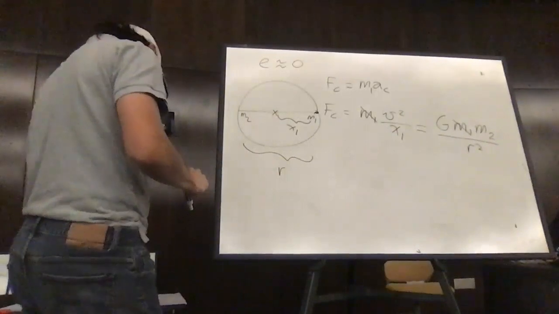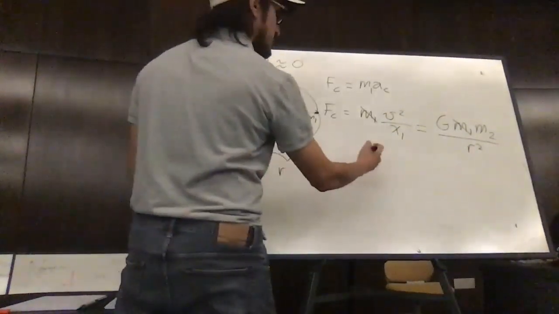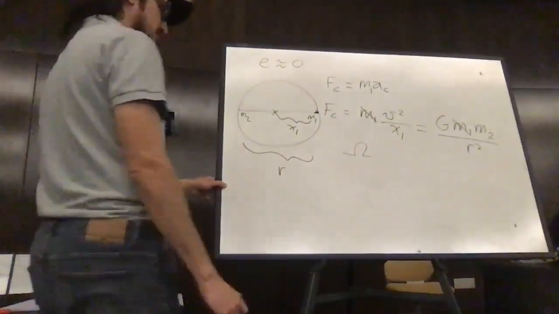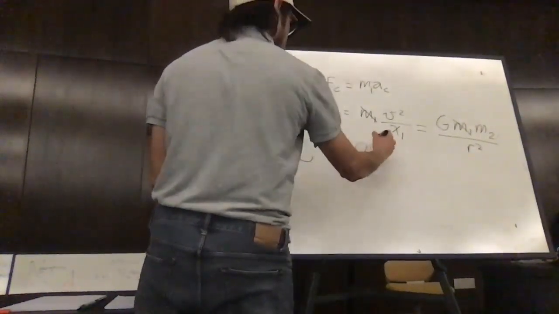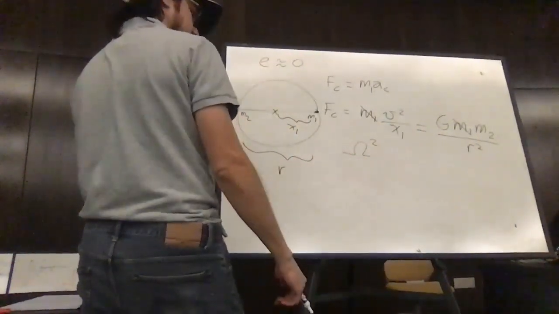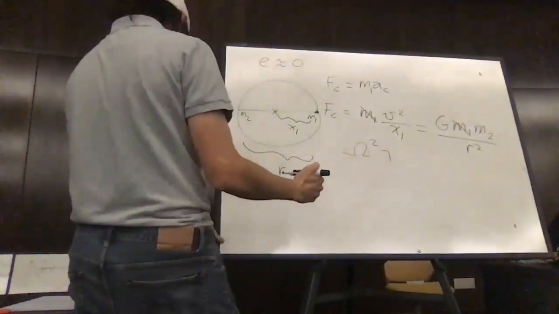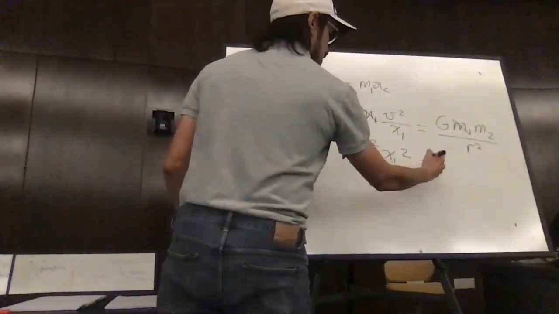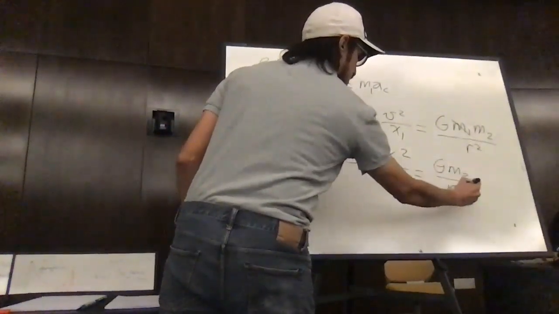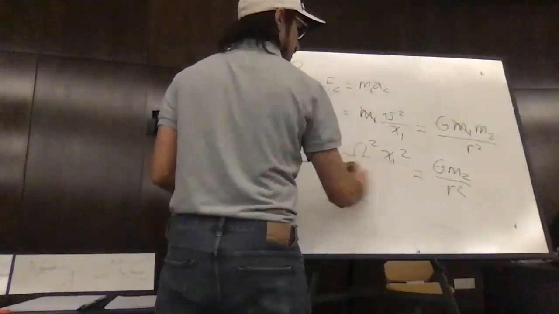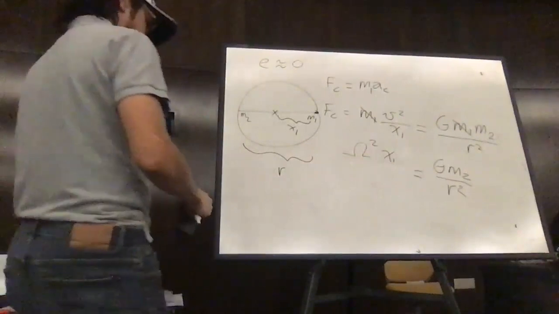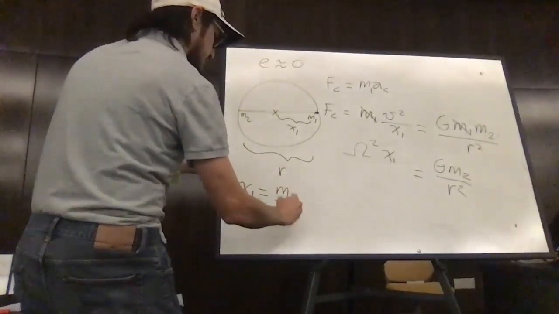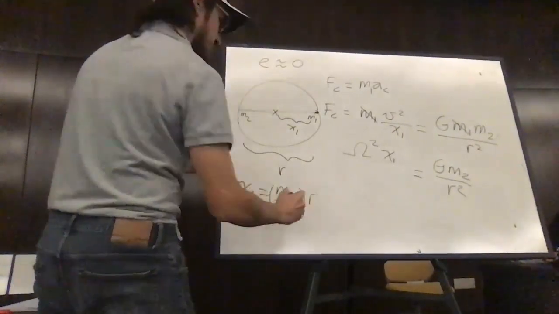Okay, so then this is, Weinberg uses capital omega for the angular frequency. I don't like it that much. I use it. And x1 is m2 over total mass times r, I'm computing there.